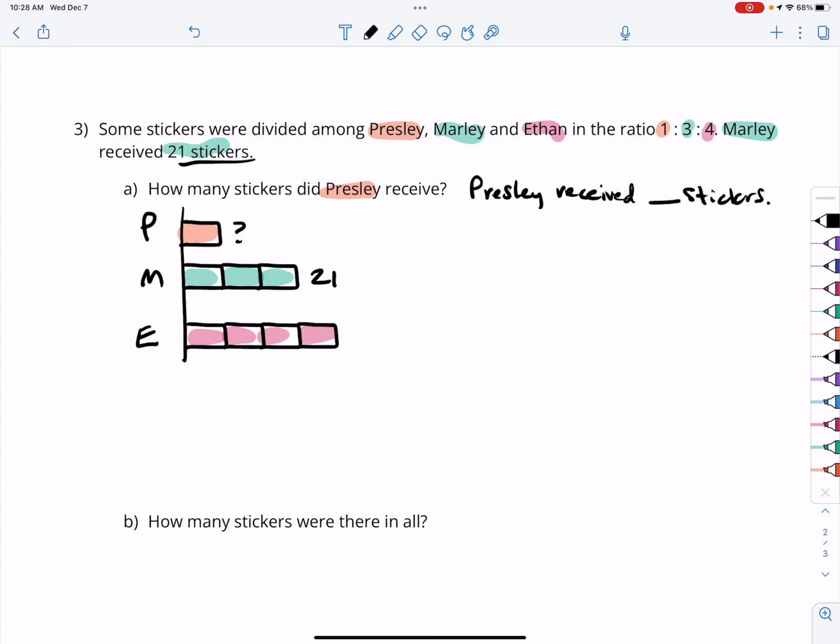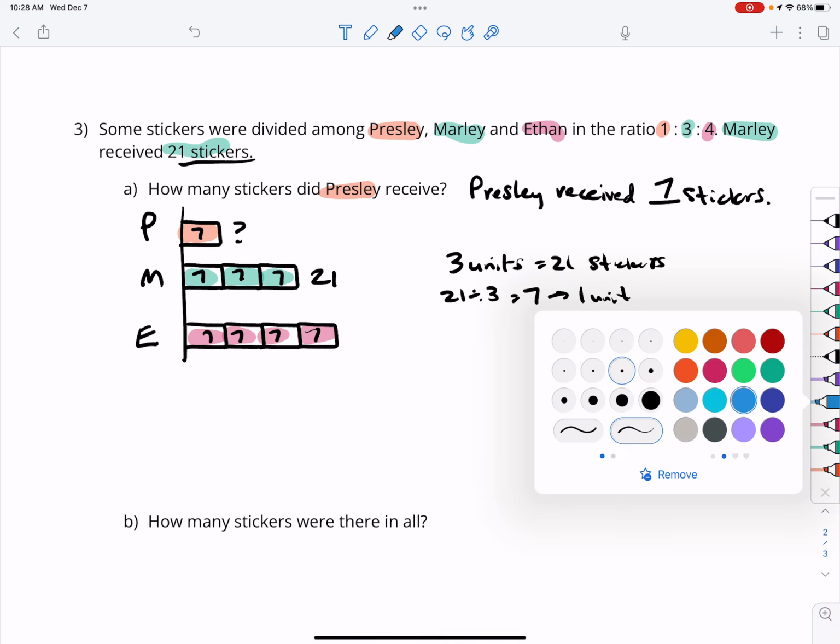Now, if Marley received 21 stickers, that's 3 units. So 3 units equals 21 stickers. So if I do 21 divided by 3, I get 7, and that is in 1 unit. So each unit is 7, 7, 7, 7, 7, 7, 7, 7, 7. So Presley received 7 stickers. Awesome. How many stickers were there in all?